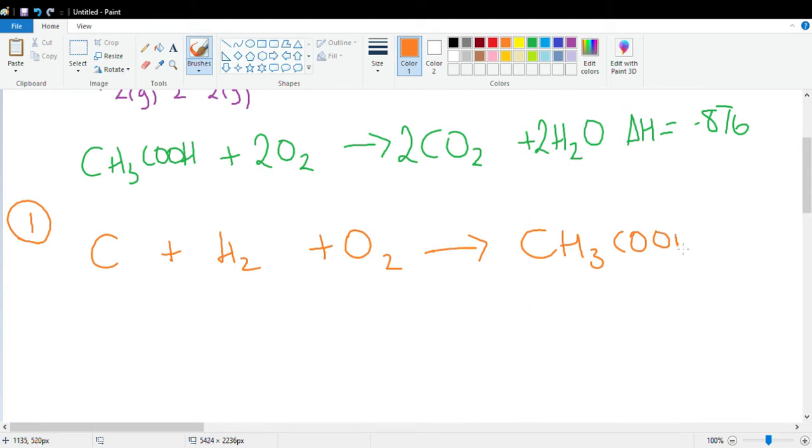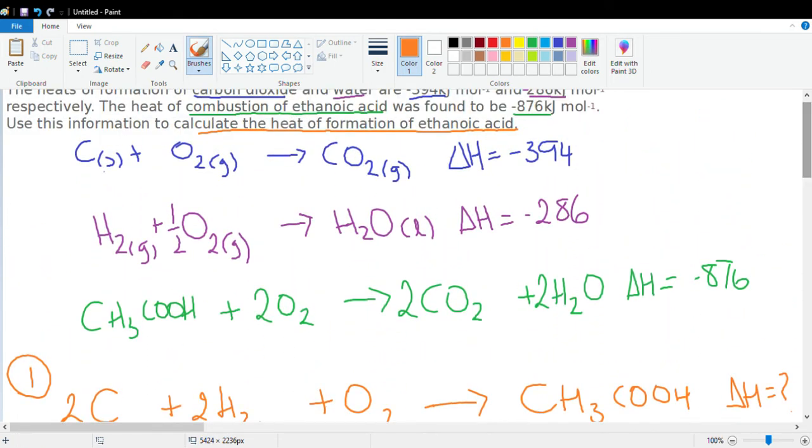And all in their standard states, and we need to find delta H for that. So we need to balance it out. We're going to need 2 carbons, 2 hydrogen molecules, and 1 oxygen. So that's balanced now.